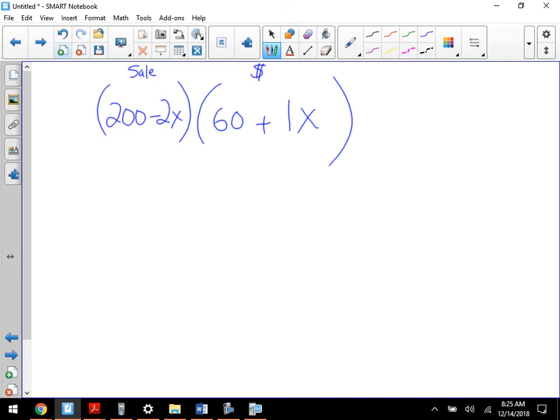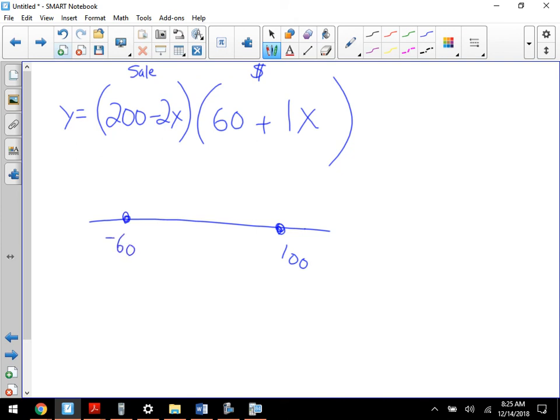That takes a little bit more time, but also remember that this is in intercept form, which means you can get zeros. If I set 200 minus 2x equal to 0, I get 2x equals 200, which means x is 100. I have a zero at 100. If I set 60 plus 1x equal to 0, I get negative 60 for a zero. Are we okay with that?